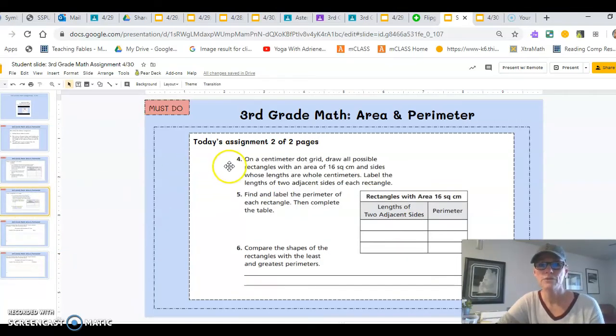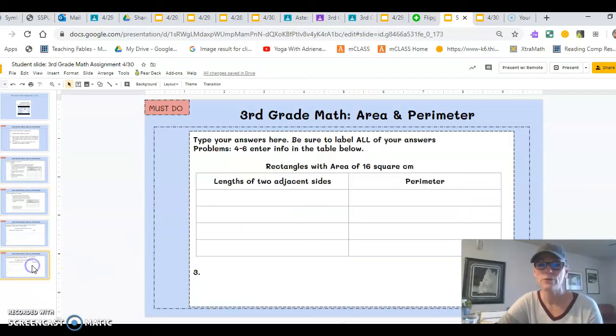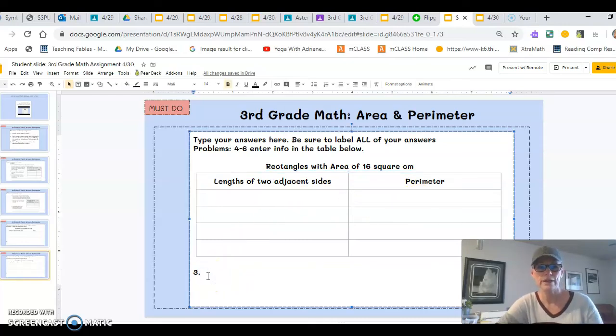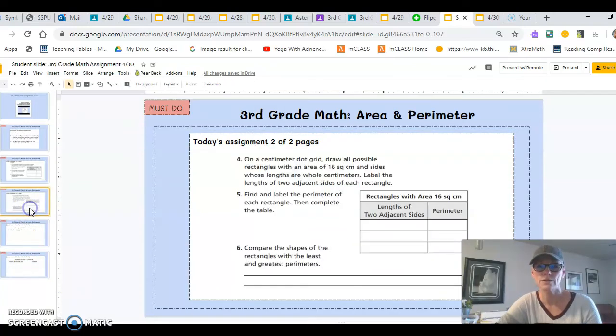The next slide is problems 4 through 6. Same thing. Draw out your rectangle. This one is now you're making the rectangles based on the area. This is when your multiplication facts for 16 really comes into play. 1 times 16, 2 times 8, 4 times 4. There's your hint. And then you enter your information here, lengths of the adjacent sides and what the perimeter is. Label your answers, and here's where you type in your response to comparing the shapes.